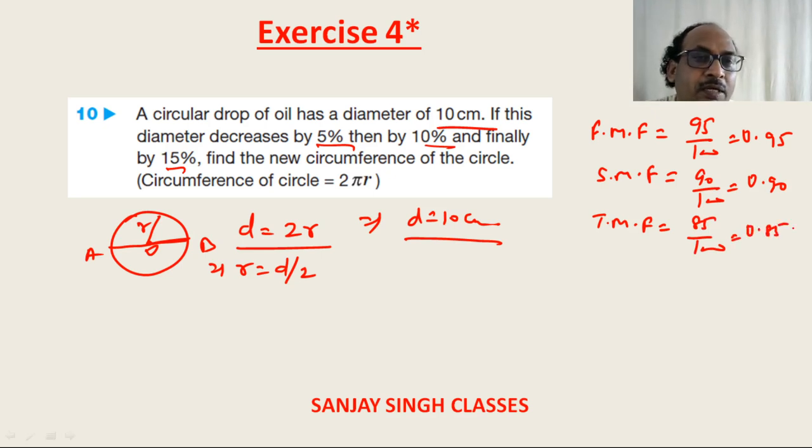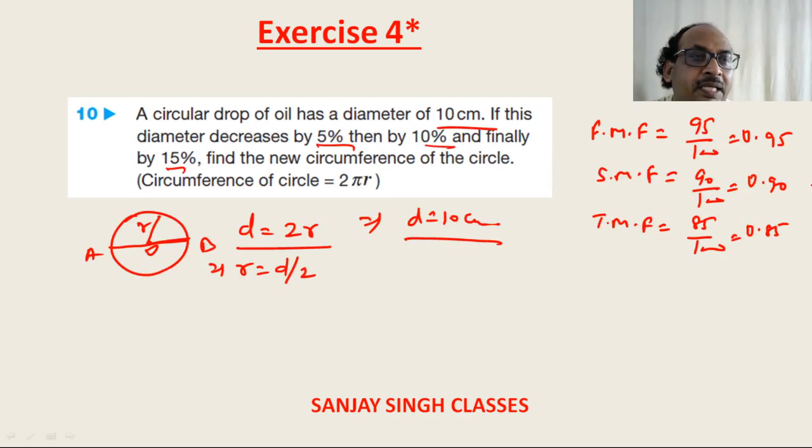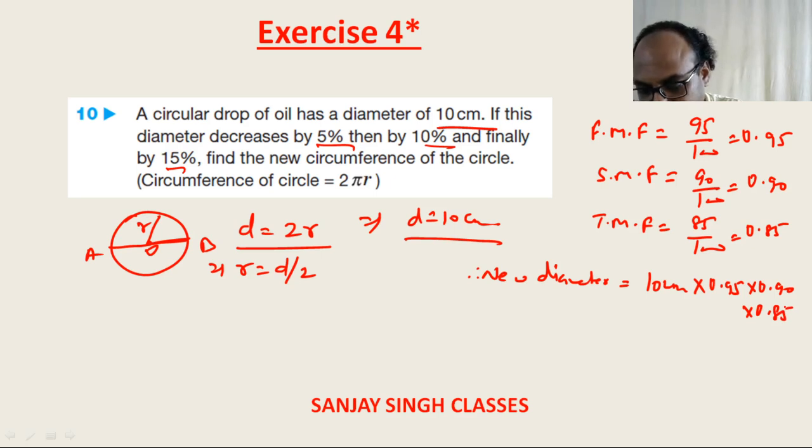In the previous one we can see that we kept on writing 1.05, 1.10, 1.15 because it was increasing. Here it is decreasing. Therefore the new diameter will be equal to 10 centimeter into 0.95 into 0.90 into 0.85. And it has given us 7.26 or 7.3, correct to one place of decimal, 7.3 centimeter.